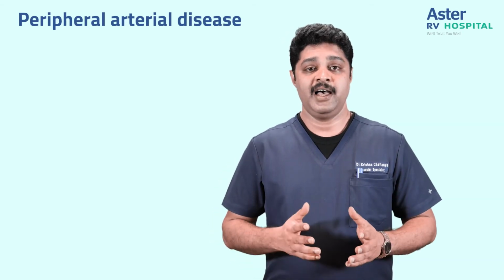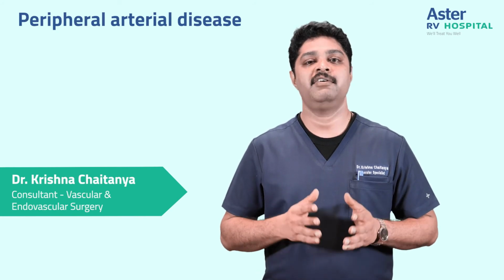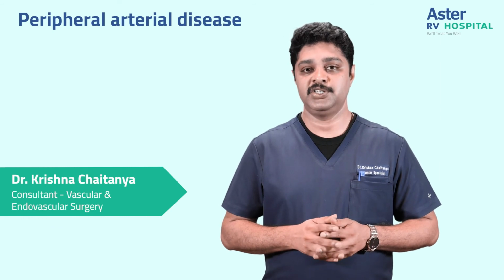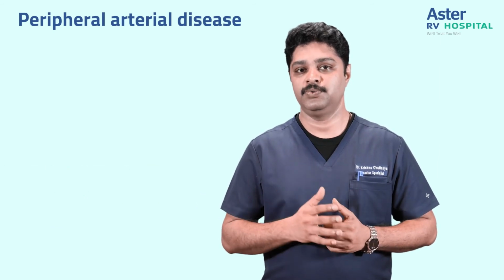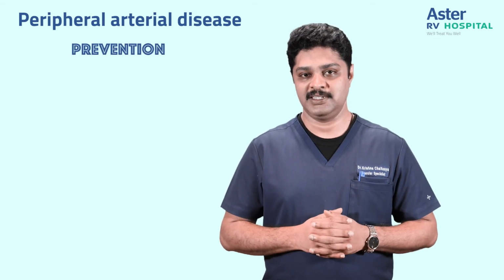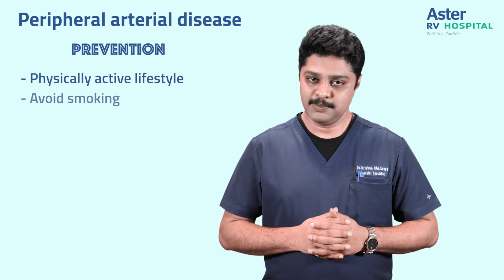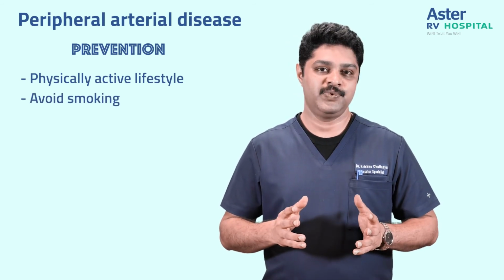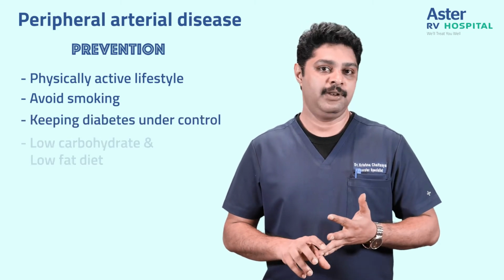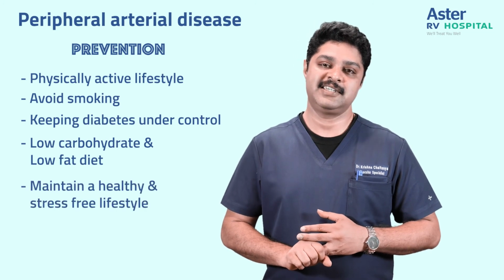Now, if I have had a family member who has had peripheral arterial disease and has gone through a lot of surgical techniques, and you do not wish to get peripheral vascular disease, you want to ask what you can do to avoid it. How do you prevent peripheral vascular disease? Kindly maintain a physically active lifestyle, avoid smoking, avoid risk factors like uncontrolled diabetes, have a low carbohydrate and low fat diet, and maintain a healthy and stress-free lifestyle.